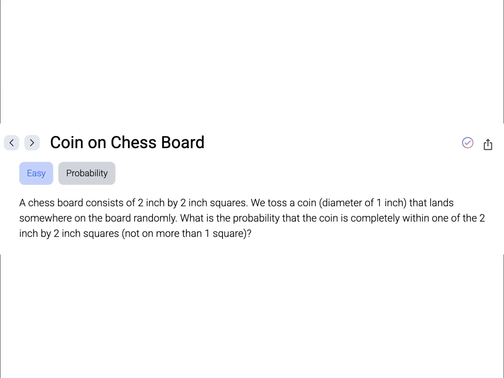Okay, today we'll be going over coins on chessboard, an easy probability question possibly seen in quantitative interviews. So the question statement is as follows. A chessboard consists of 2-inch by 2-inch squares. We toss a coin of diameter 1 inch that lands somewhere on the board randomly. What is the probability that the coin is completely within one of the 2-inch by 2-inch squares and not on more than one square?